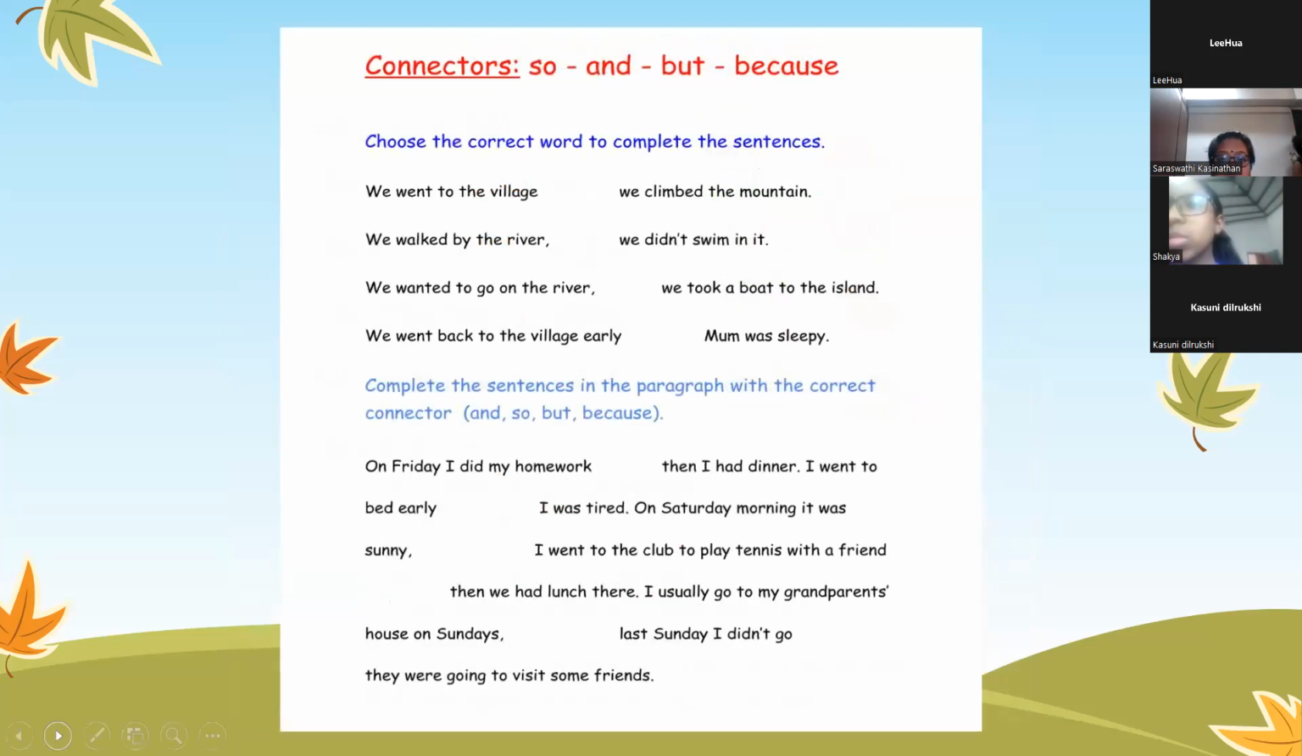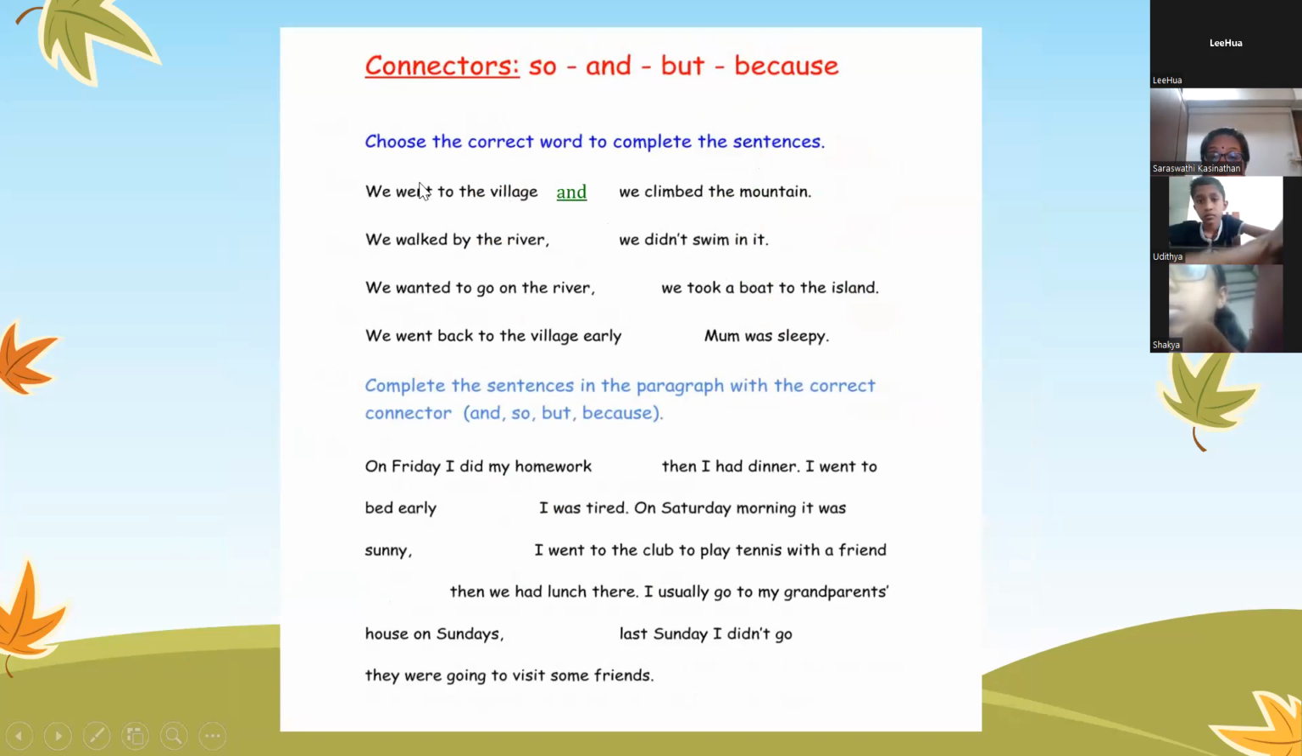Okay. Next. Choose the correct word to complete the sentences. Read the sentences and tell me what would be the correct connector. Read. We went to the village and we climbed the mountain. Very good. So we went somewhere and then we did another thing.